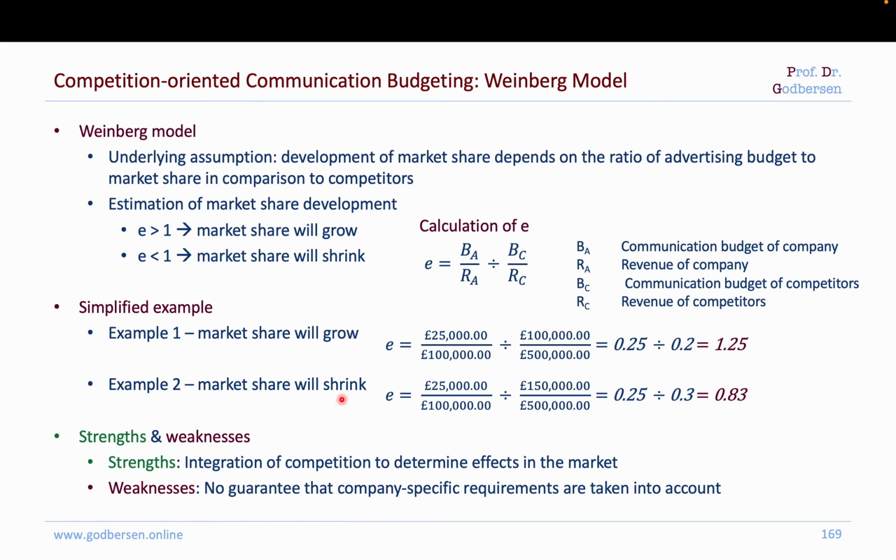Example 2, market share will shrink. We assume again we have an advertising budget of £25,000 and revenue of £100,000. Our competitors still have revenue of 500,000, but now we assume they spend £150,000 on advertising. Then it is 0.25 divided by 0.3, that's 0.83. Now we can expect that our market share will shrink.